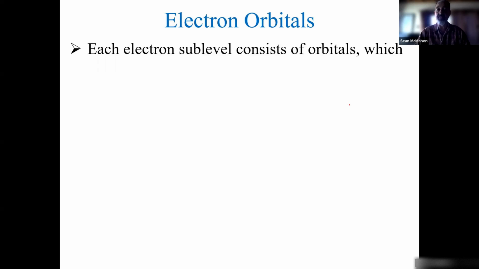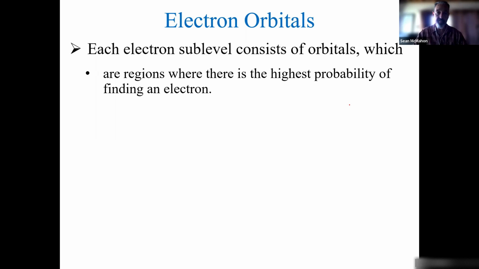So each electron sublevel consists of what are referred to as orbitals. I know with Bohr's model, we were talking about orbits, but in actuality, we have something called orbitals within these energy levels. And these are regions where there's the highest probability of finding an electron. So Bohr was able to quantize the energy levels, these orbits, for hydrogen, which worked really well when there was 1 electron. When there's multiple electrons, it doesn't work as well.